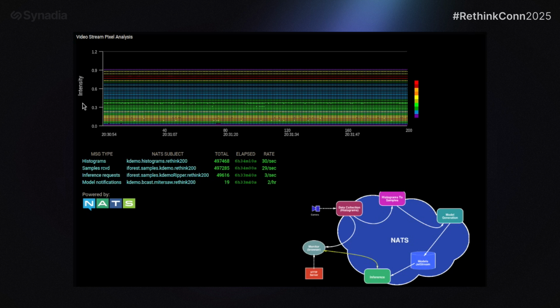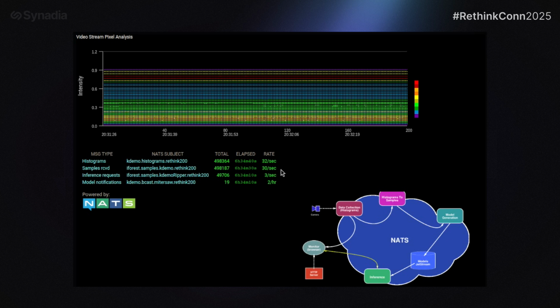Up at the top we have our hotbars, and it's kind of hard to see that they're moving because we're in a very steady state, but they are moving across from right to left. Each one of these vertical bars represents a frame of data or a histogram that we've received from the camera. Our message types that we're tracking: histograms are the number of histograms that we've sent from the collection to the histogram to sample converter, and that's roughly 30 per second, which is our camera frame rate.